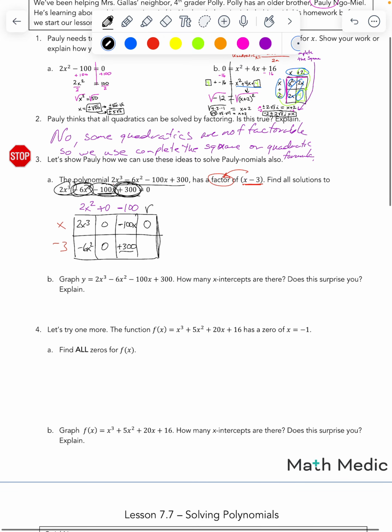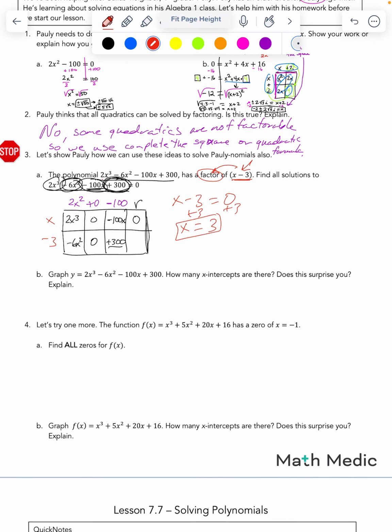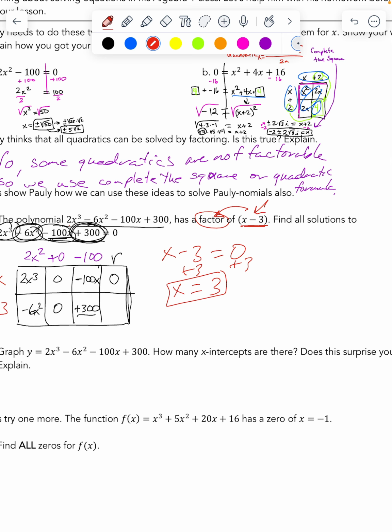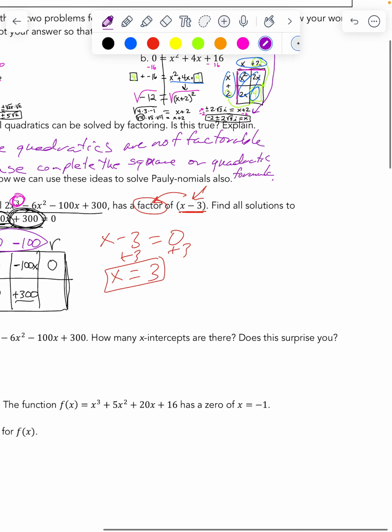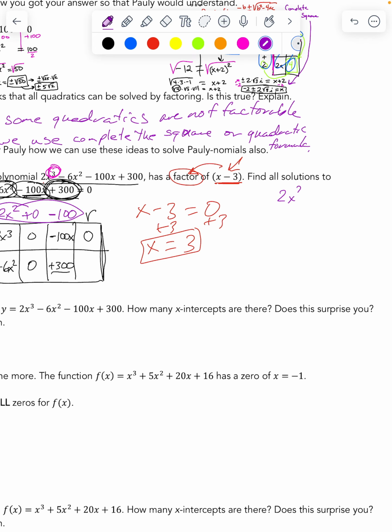So it says find all the solutions. Well, one of the solutions we actually got just because they told me it's a factor, and that's x minus 3. If you set that equal to 0, or you could just see it, it's going to be x equals 3. So that's one of my answers. And then there's two more answers because this thing is degree 3. This 3 is the highest exponent. And the other two answers are inside this part right here, which I'm going to write as 2x squared, skip the 0, minus 100, and set that equal to 0.